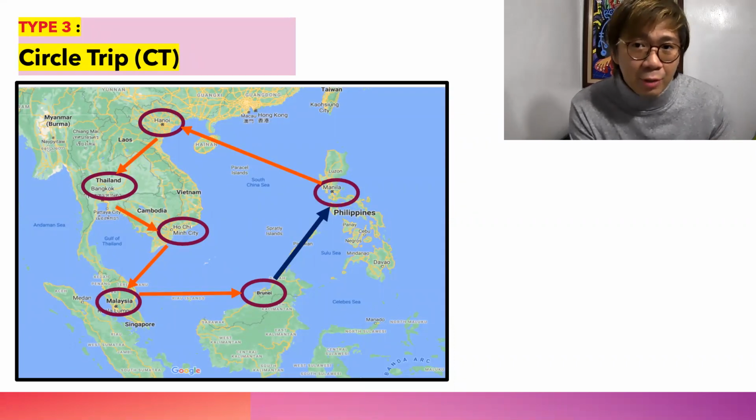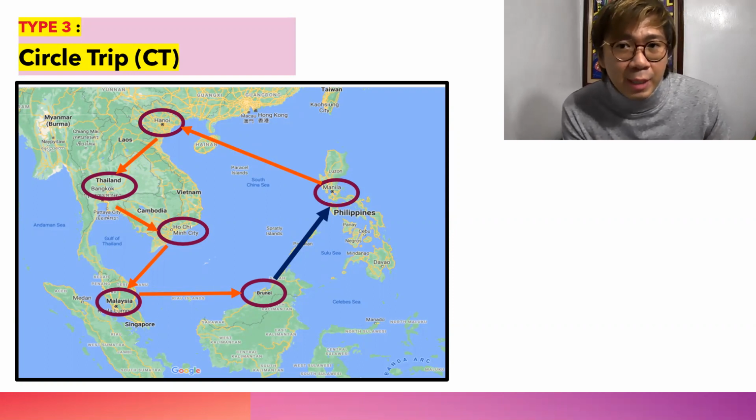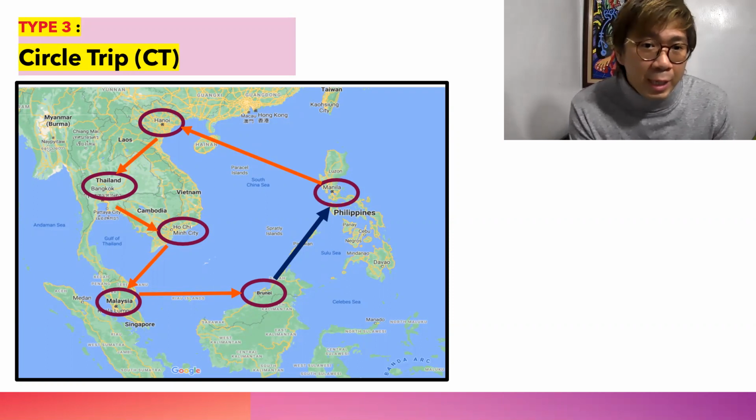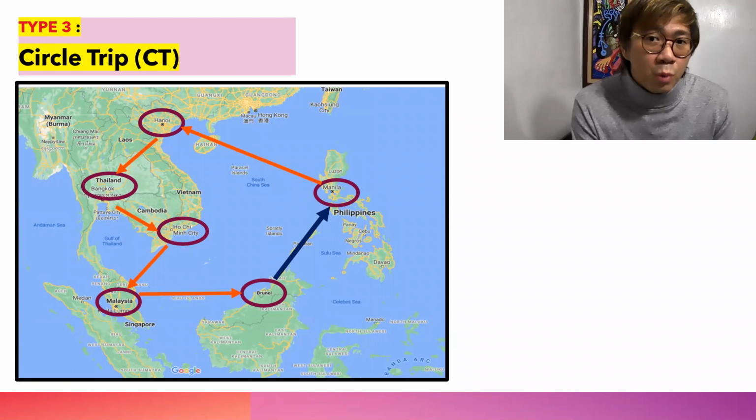But for this scenario nga, the outbound is much longer kasi outbound niya is represented by yellow line or orange line. So Manila, Hanoi, Bangkok, Ho Chi Minh City, Kuala Lumpur to Brunei, that will be their outbound sector, outbound segment. While the inbound sector or the returning sector or the returning trip is from Brunei to Manila. So that is best represented by the blue line here.